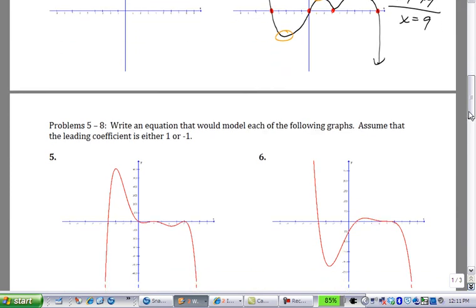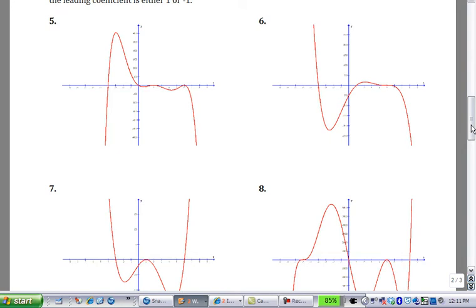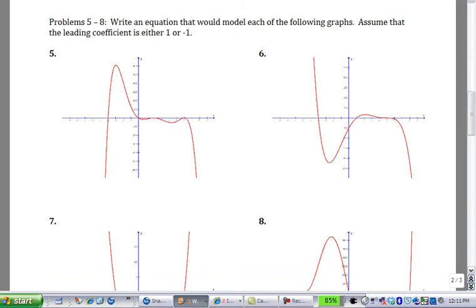Okay, so let's go to 5 and 8. For me, when I look at 5, something I notice right away is, hey, 5 is going to be an even degree polynomial. It's definitely even. And the leading coefficient is negative.